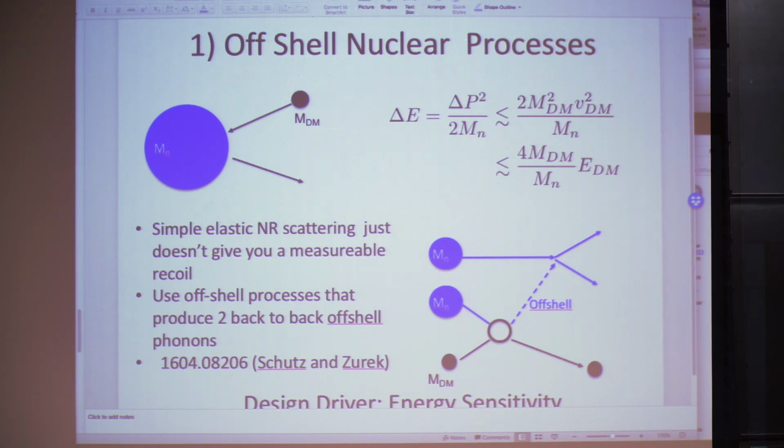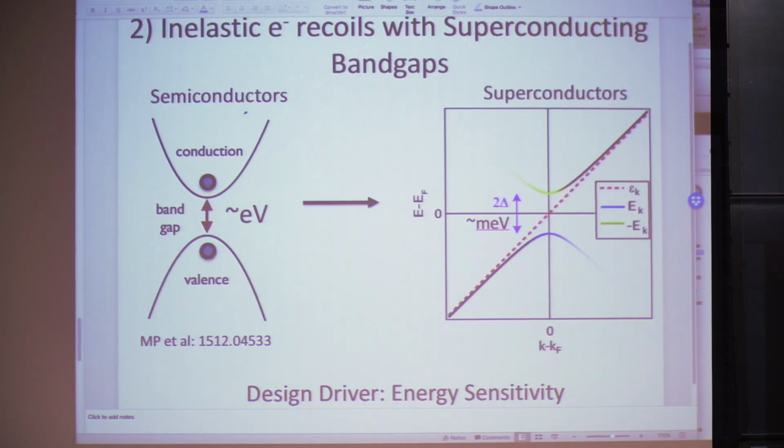So the first step you could do is off-shell nuclear processes. Again, you pay that penalty, but you could go off-shell. Katherine Zurek proposed this with helium. So you have a dark matter come in, hit a helium nucleus. You have an off-shell process, so you don't have to conserve momentum and energy, and you make 2 phonons back to back. Helium is really massive, and it is very slow compared to this dark matter. So if you want to conserve energy and momentum, you put the momentum of the 2 nuclei back to back. So you pay a penalty.